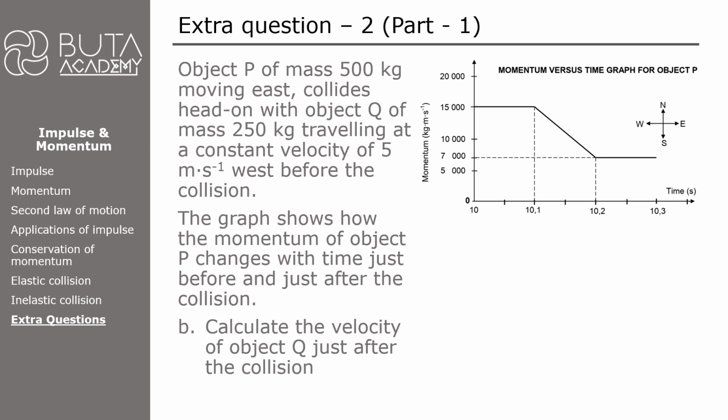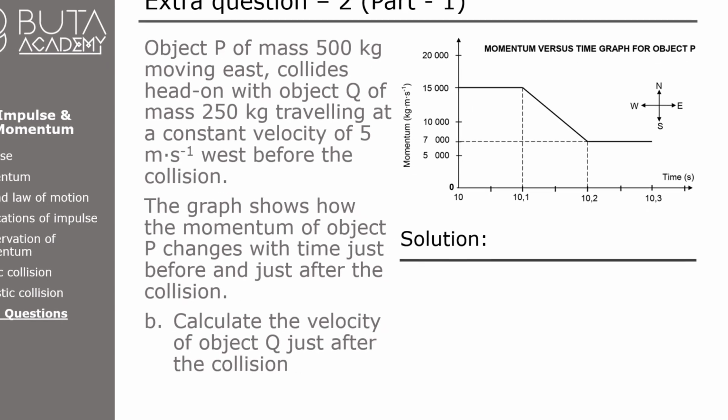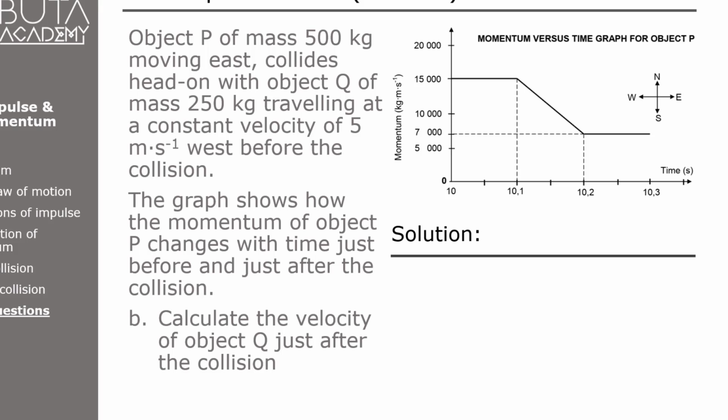The second part of the question asks us to determine object Q's velocity immediately after the collision. According to the conservation of linear momentum, the total linear momentums before and after the collision are equal. We had two objects with individual momentums before the collision. We can see that even after the collision, these two objects are traveling separately because the question asks us to determine the velocity of object Q.